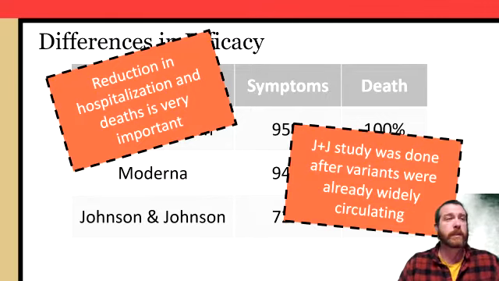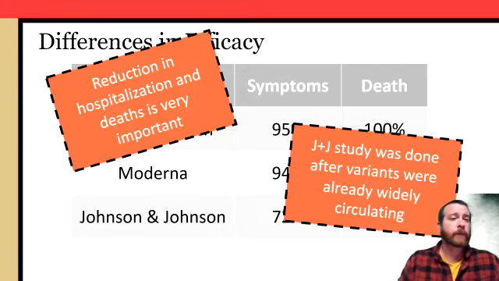When you saw numbers like 65 and 50% coming out, those were coming from, for the Johnson & Johnson, South Africa and Brazil, where their phase 3 trials were running. And those are places where there were a ton of variants widely circulating. So that explains some of this difference in efficacy, right?